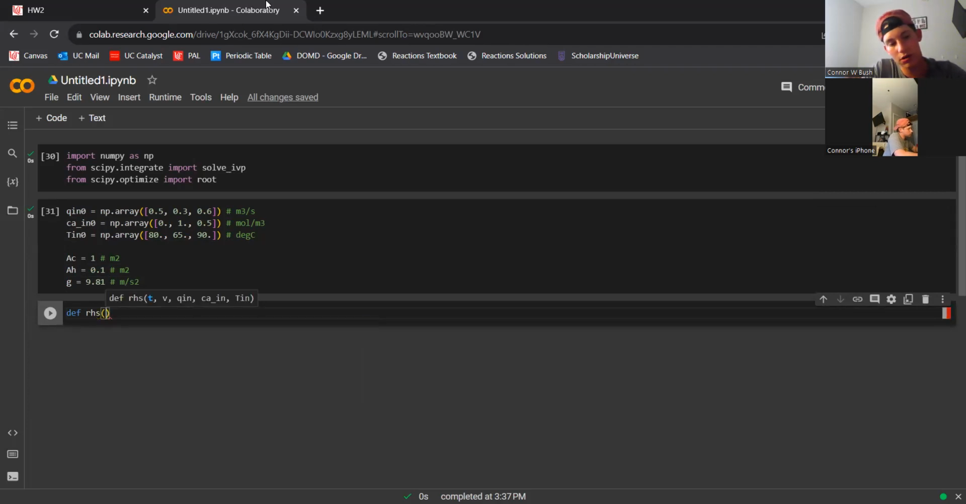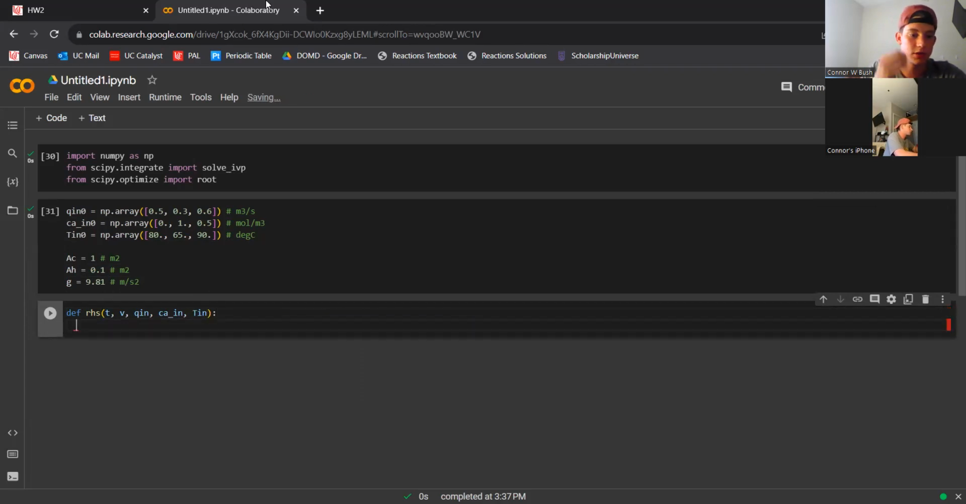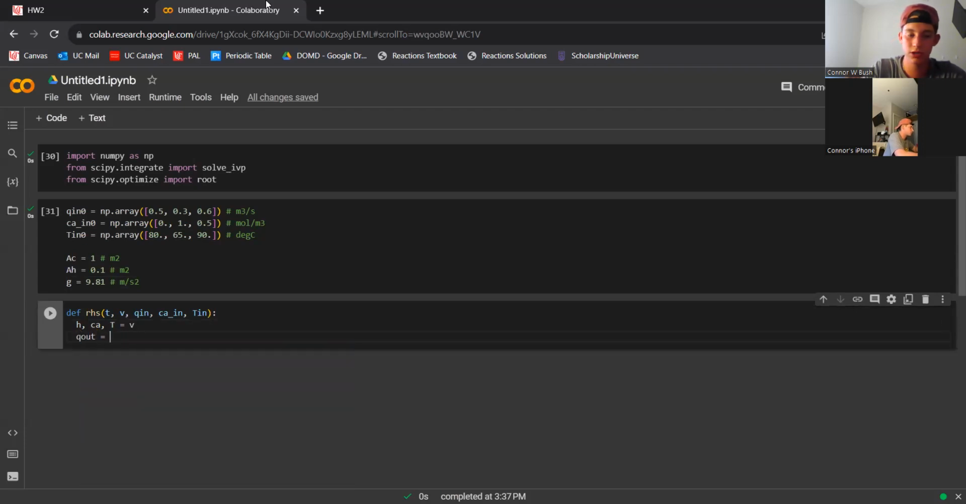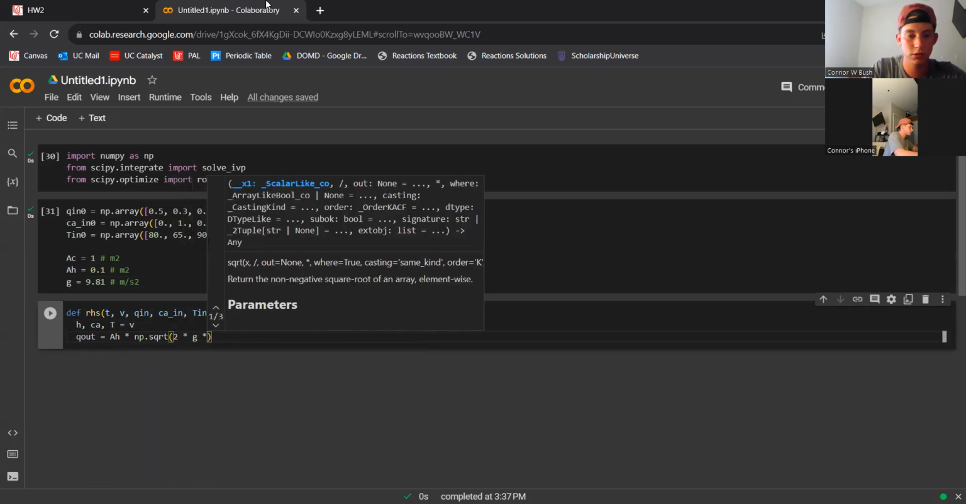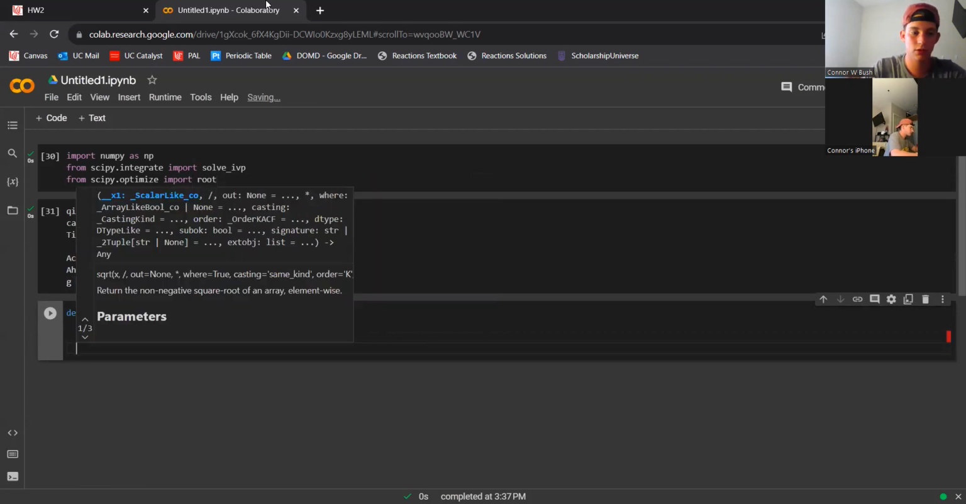RHS for right-hand side, we're going to need some time, eventually a vector with all of our initial conditions, and then all of these final conditions. This V here is a vector, so we're going to unpack that as height, H, concentration of A, C_A, and then temperature, T, and then our expression for Q out we derived to be the cross-sectional area of the hole multiplied by the square root of 2 times g times H, or velocity leaving.